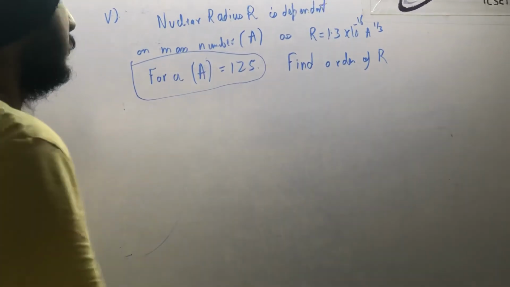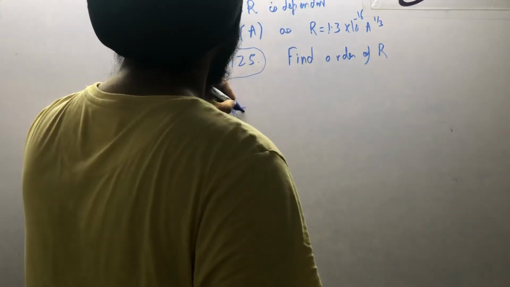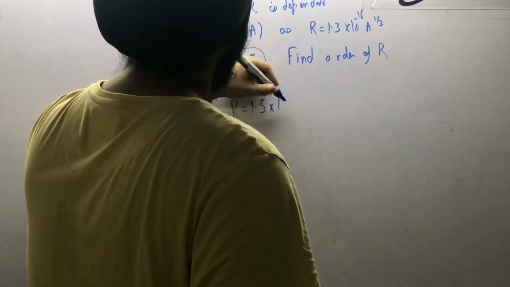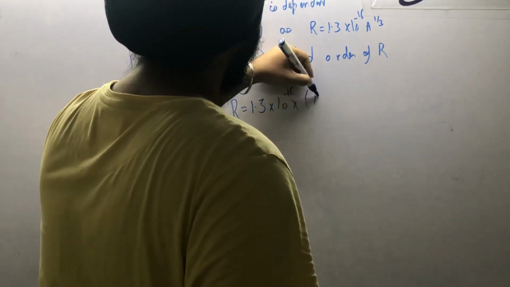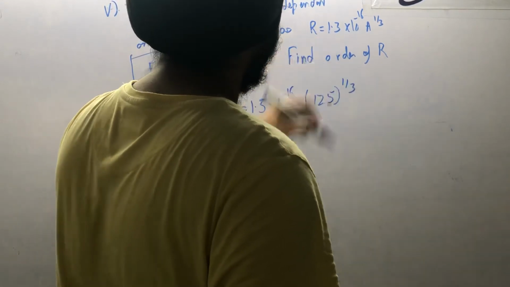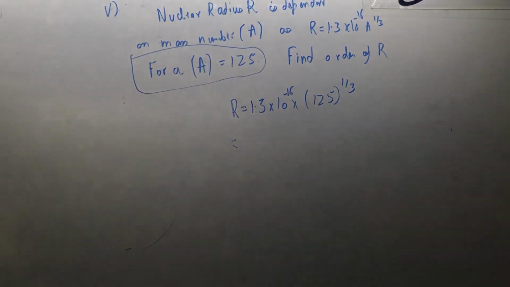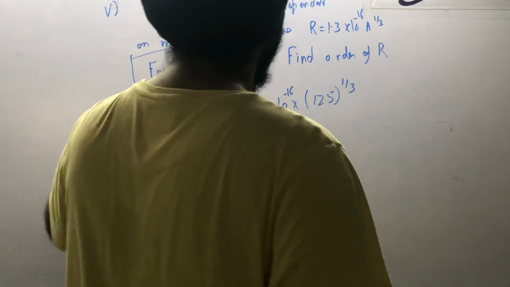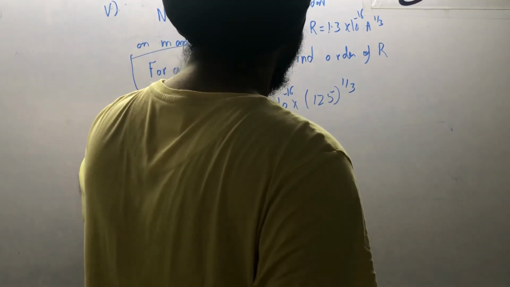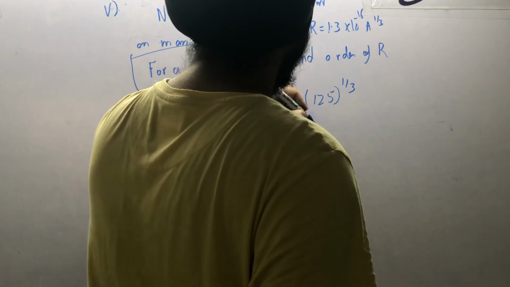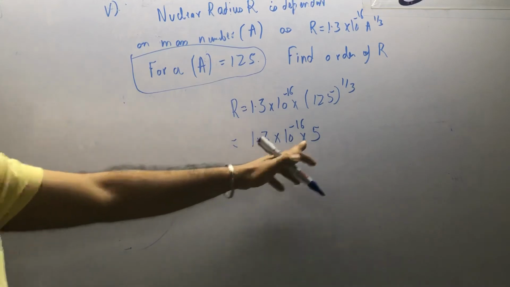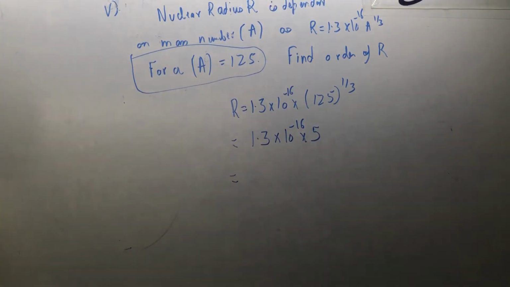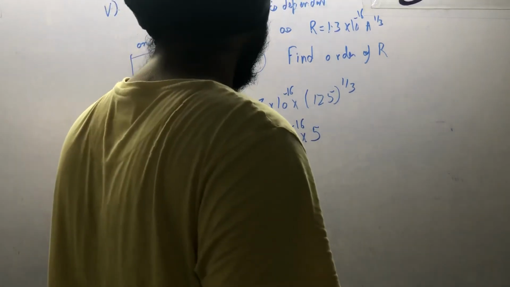Order of the radius. Okay, so R is equal to 1.3 into 10 raised to the power minus 16 into A, which is 125, raised to the power 1 by 3. So what is the cube root of 125? What is the cube root of 125? The cube root of 125 is 5, right? 5 cubed is basically 125. Okay, so 1.3 into 5 is 6.5.